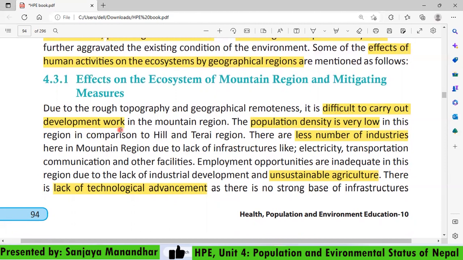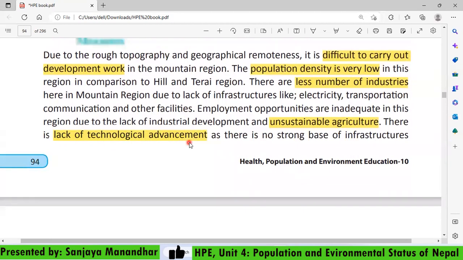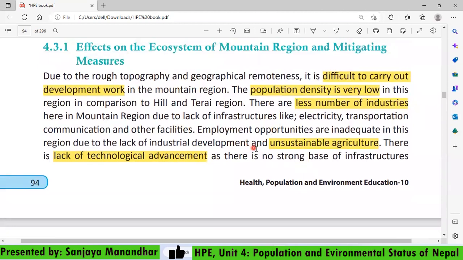It is difficult to carry out development works in mountain region because of the geographical remoteness, because of difficult geography. Because of that, population density is also very low, and because of that, there are fewer industries, meaning industrialization is not so easy there, and agriculture is not so sustainable there. Not systematic. We cannot do agriculture better there. And there is lack of technological advancement there. So these are all the features of mountain region.